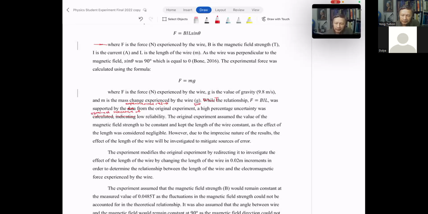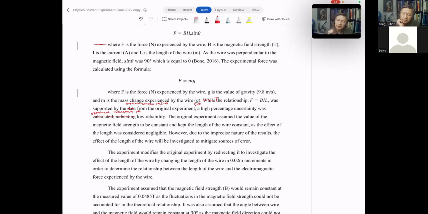And hence, yes, suggesting or indicating, doesn't matter. It can say no in reliability. The original experiment assumed the value of the magnetic field strength to be constant and kept the length of the wire constant, as the effect of the length was considered negligible. However, due to the imprecise nature of the results, the effect of the length of the wire will be investigated to mitigate sources of error.